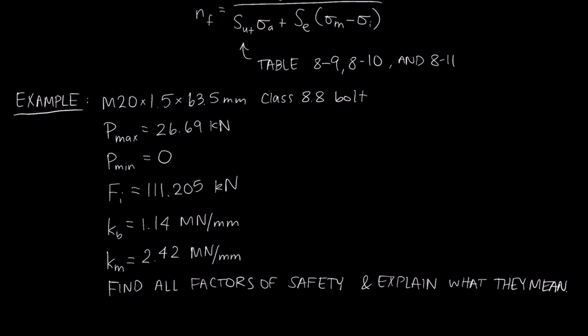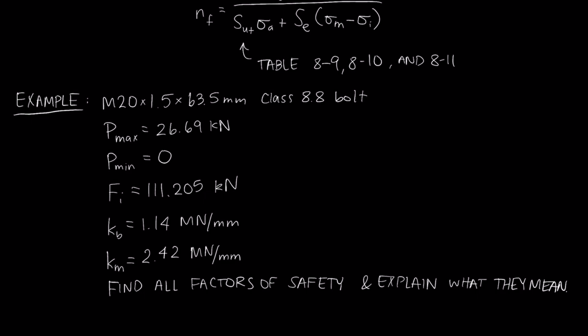All right, here we go. So we have an M20 by 1.5 by 63.5 millimeter class 8.8 bolt. We have a fluctuating load that reaches a maximum of 26.69 kilonewtons, goes down to a minimum of 0. We have a preload of 111.205 kilonewtons, and we're given the stiffness of the bolt and the members.